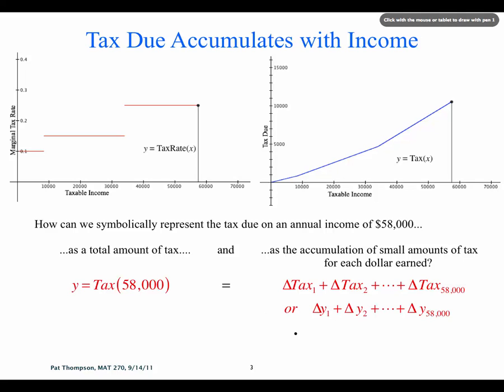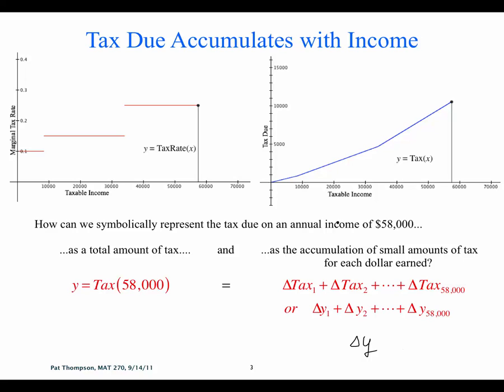Well, what's our focal quantity here? Our focal quantity is tax due. It's our Y value quantity on the right-hand graph. And so we could also think of those little bits of tax as little changes in Y: little change Y1, little change Y2, all the way up to the little change of Y for the $58,000 earned. But we keep writing the same thing over and over again, delta Y, delta Y. So we write it once, and then we have a symbol that just means we're going to sum these over and over again.